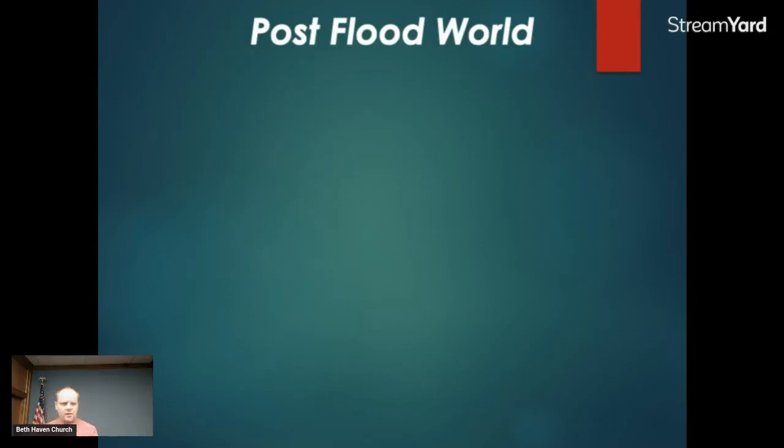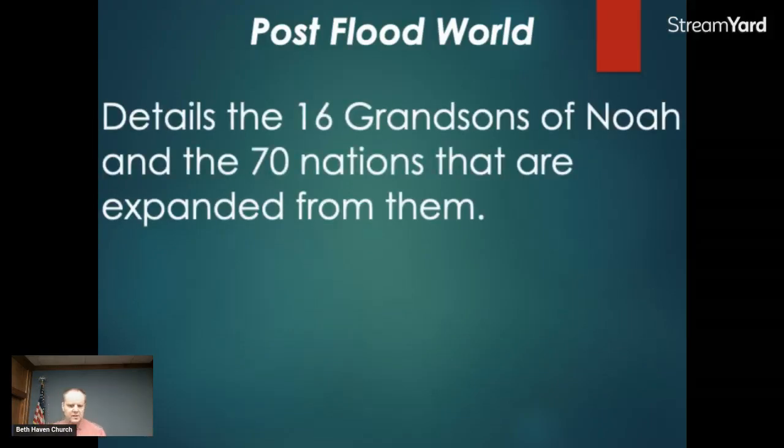The details of what we can find, if you actually go through there and look at not only the sons, but then the grandsons. How many grandsons does Noah have? About 16 grandsons. And from those 16 grandsons of Noah, it expands to 70 base nations. Those names are not just the names of people, but become the names of nations. This is how the nation is known, for that particular person or group.